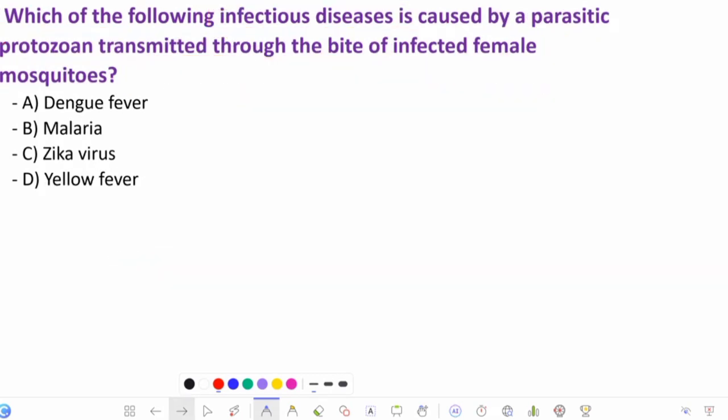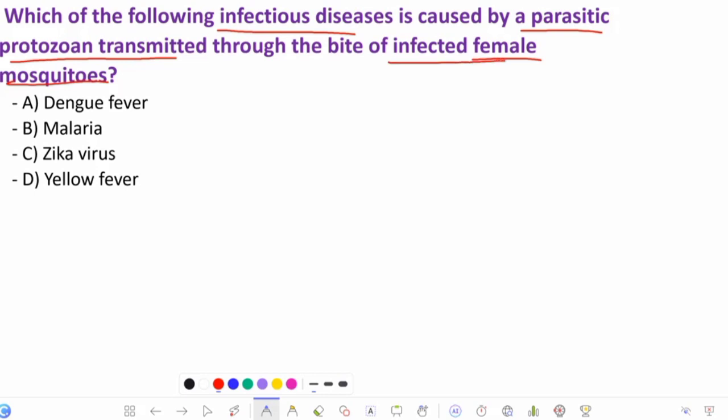Next one, which of the following infectious diseases is caused by a parasitic protozoan transmitted through the bite of an infected female mosquito? Number one, it is an infectious disease, caused by a microorganism. Number two, it is caused by a parasite, a protozoan. A parasite is an organism living inside the host and causing harm to the host. Number three, it is transmitted through the bite of an infected female mosquito.